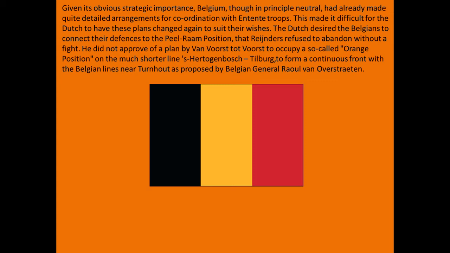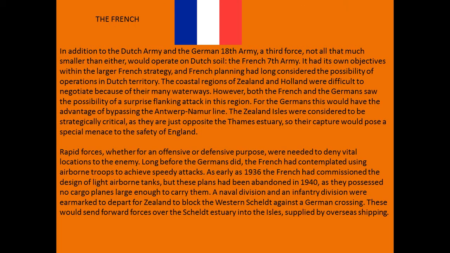This made it difficult for the Dutch to have these plans changed again to suit their wishes. The Dutch desired the Belgians to connect their defense to the Peel Ram position that Reinders refused to abandon without a fight. He did not approve of a plan by von Fürst to occupy a so-called orange position on the much shorter line, Herzegovina-Bosch, Tilburg, to form a continuous front with the Belgian lines near Turnhout, as proposed by Belgian General Raoul van Overstraeten.